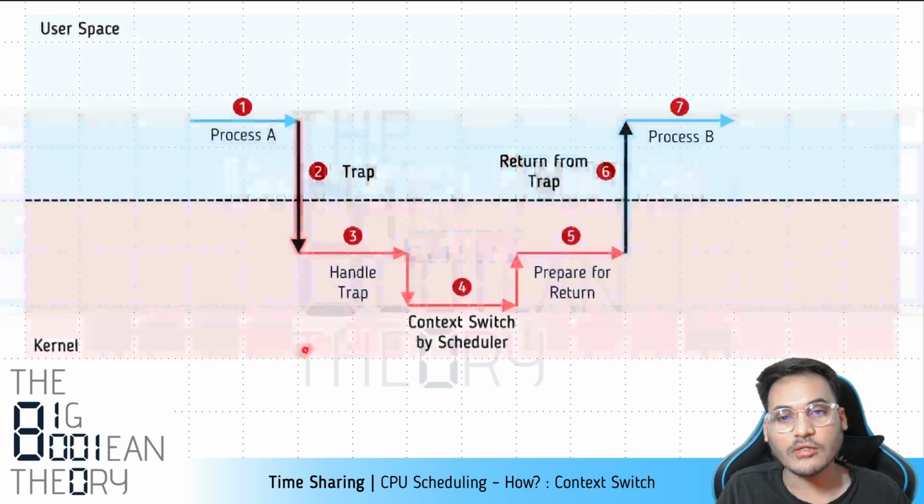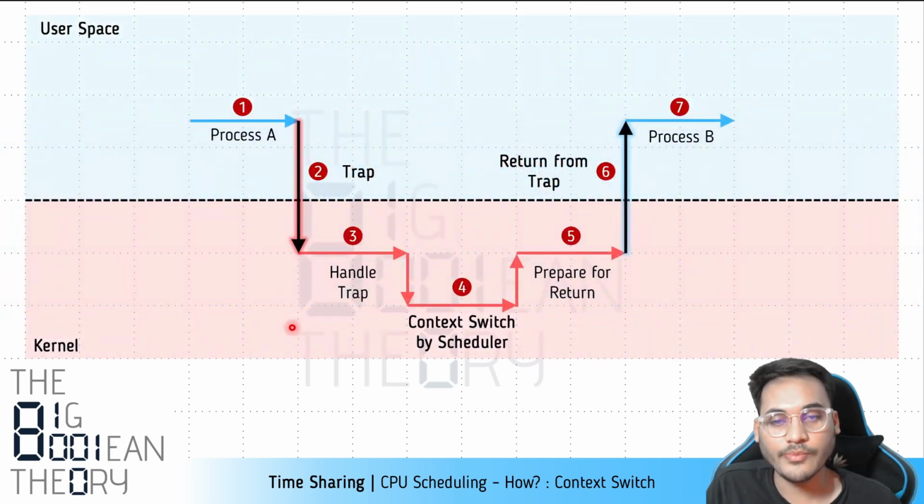We have already talked about this in the previous videos also. Let us understand with this flow diagram, right? You can see the blue region is where the user process is executing, and the red region is where the kernel is executing, right? Here we see that initially process A was executing, and after we did some things, finally you can see in the last step process B has started execution.